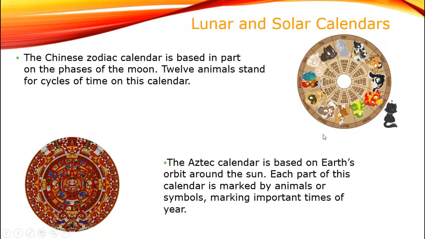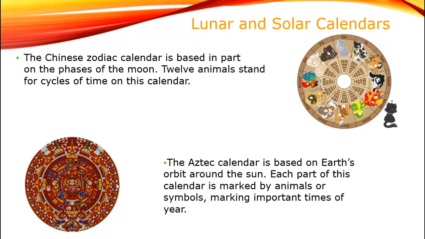The Chinese zodiac calendar is, that part of it, based on the phases of the moon. It consists of 12 animals that stand for cycles of time on this calendar. Each part of this calendar is marked by animals or symbols, marking important times of the year.